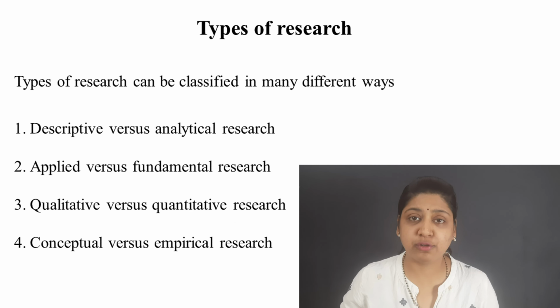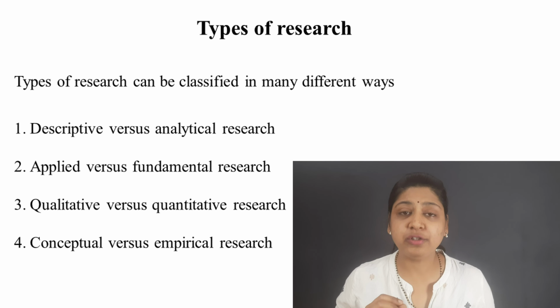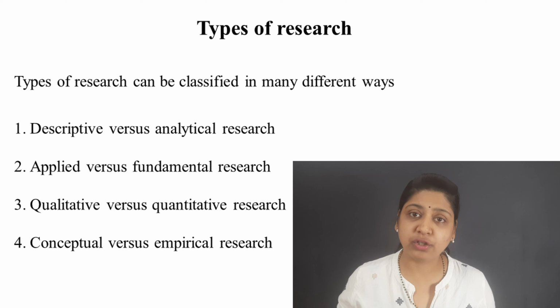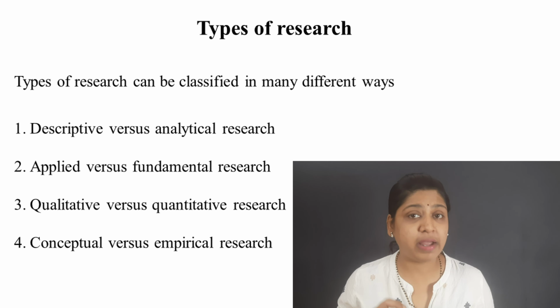Now let us see types of research. Types of research can be classified in many different ways. First is descriptive versus analytical research, applied versus fundamental research, qualitative versus quantitative research, conceptual versus empirical research. First, we will have a look at descriptive research. Descriptive research concentrates on finding facts to ascertain the nature of something as it exists. In contrast, analytical research is concerned with determining validity of hypotheses based on analysis of facts collected.